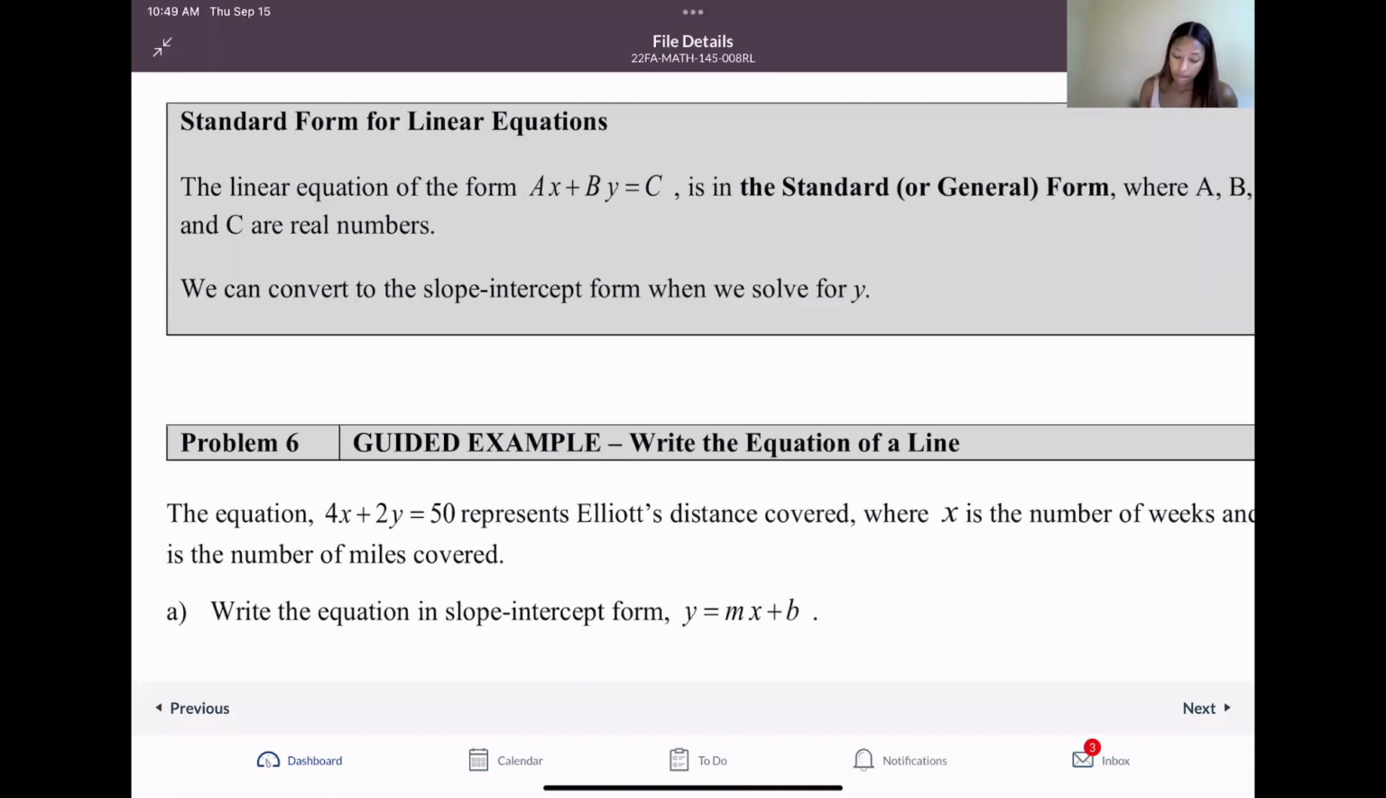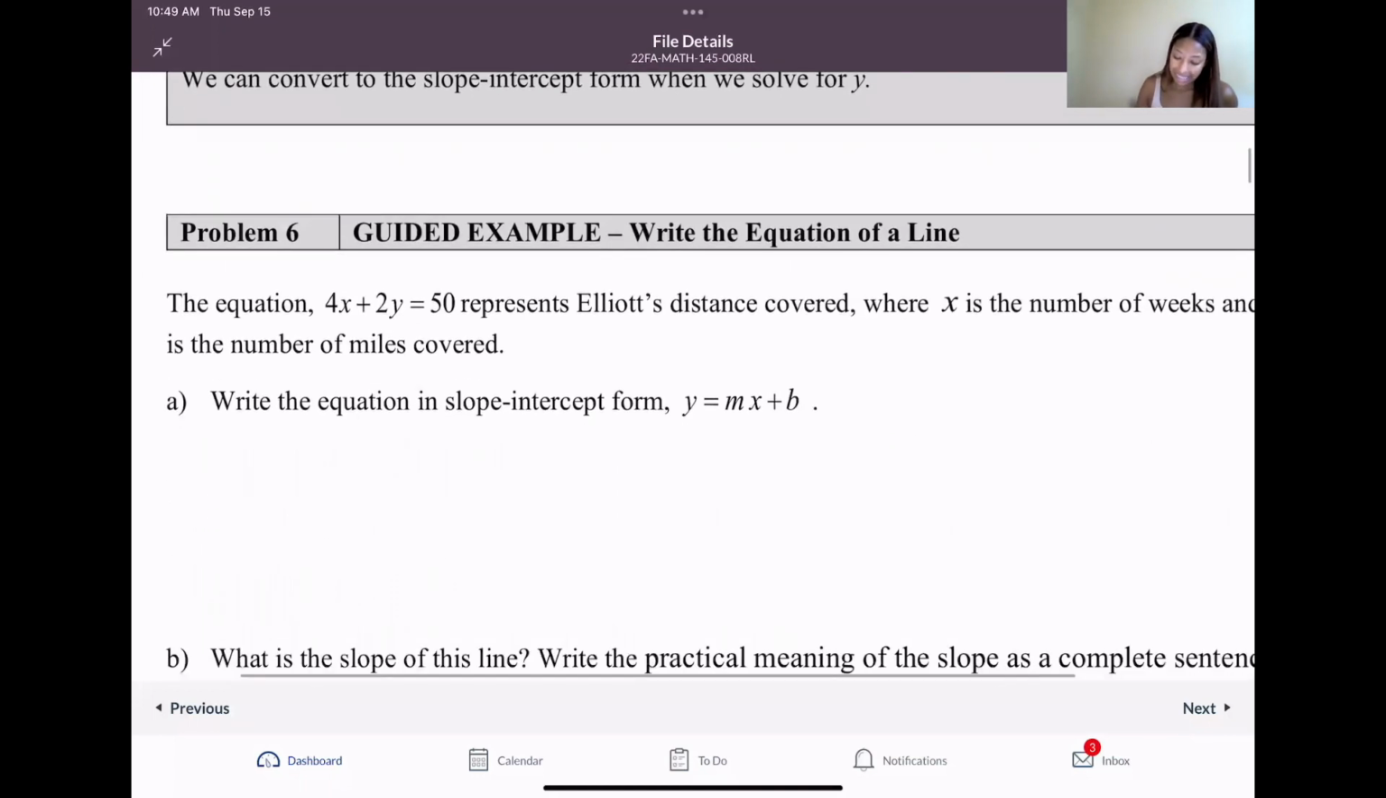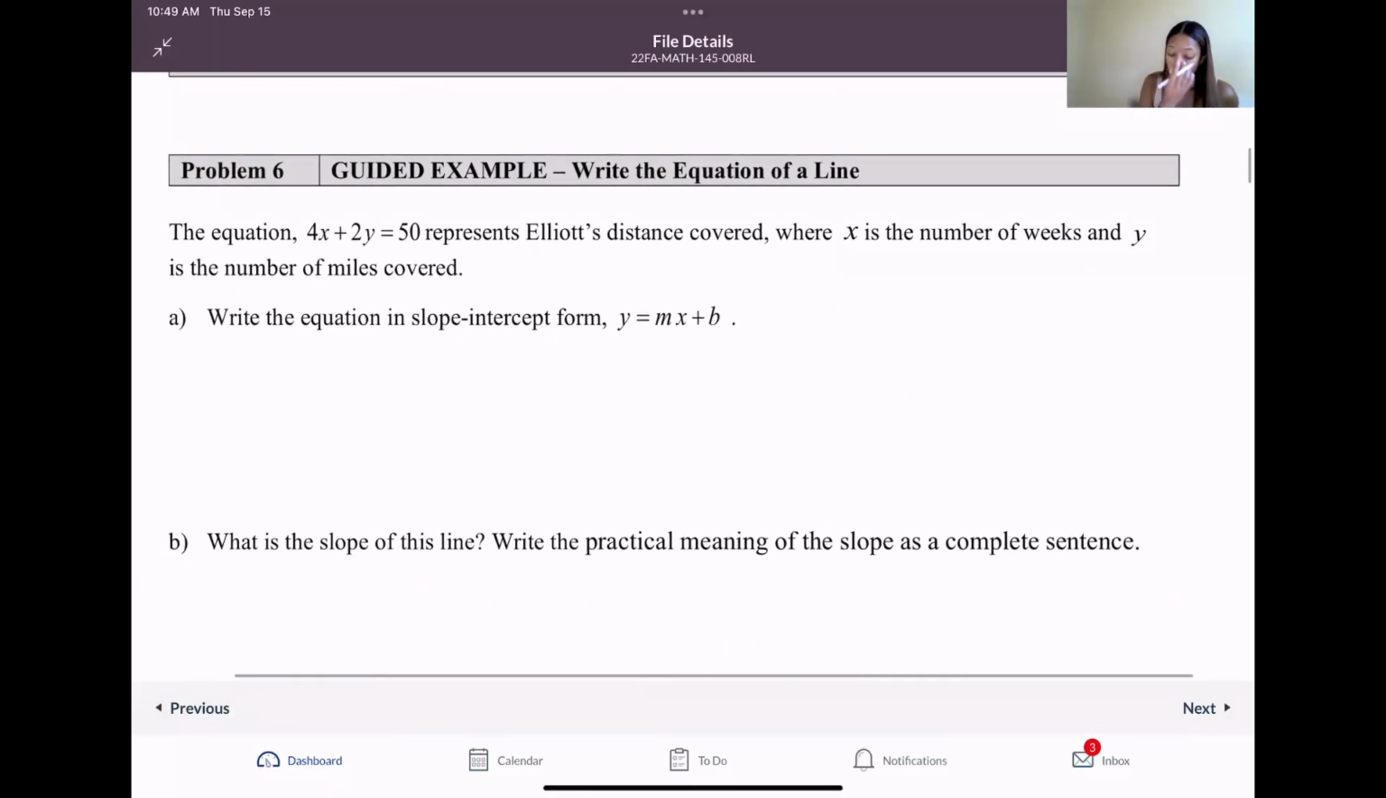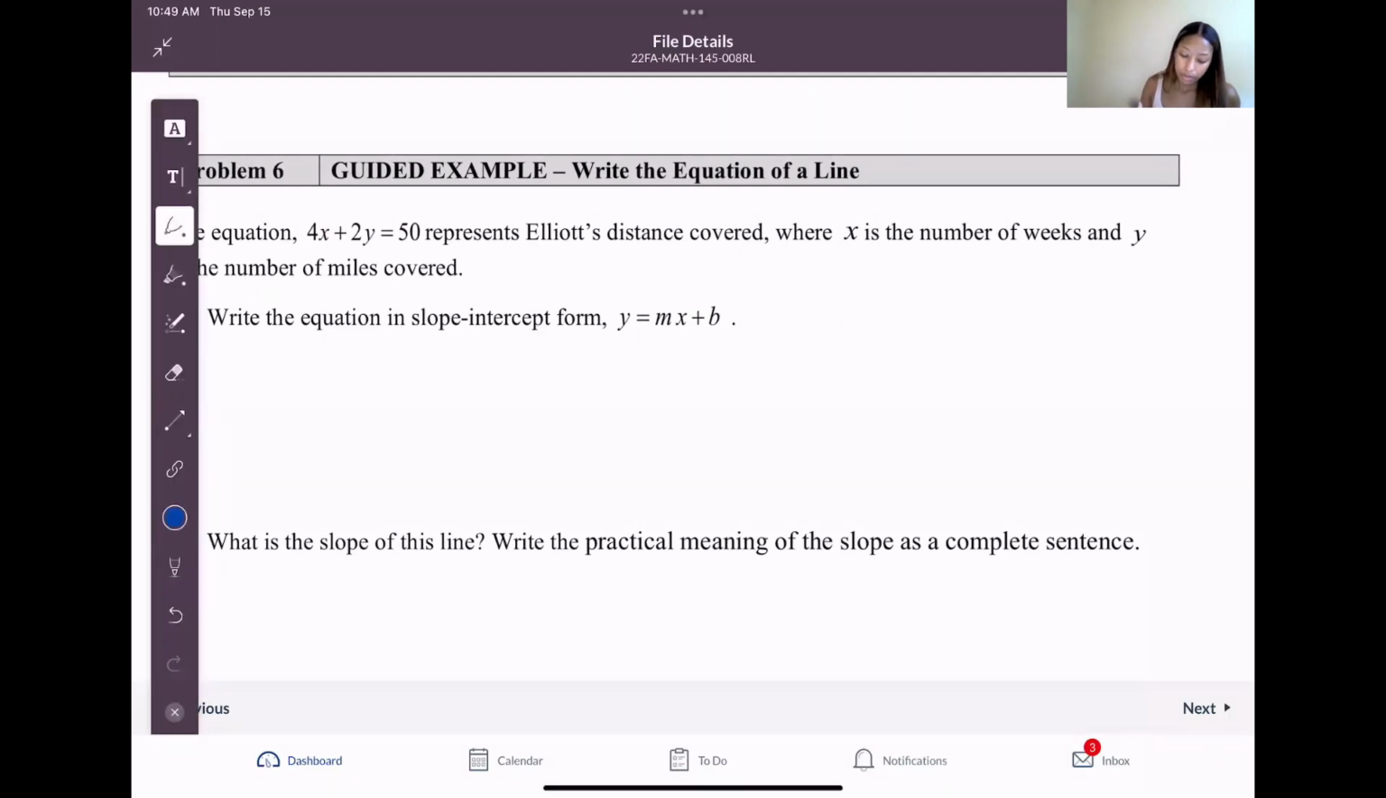All right, number 6 is a guided example. We can do that one. We have the equation 4x plus 2y equals 50 to represent Elliot's distance covered, where x is the number of weeks and y is the number of miles covered. So we have a new friend, Elliot. Okay. Write this in slope-intercept form.